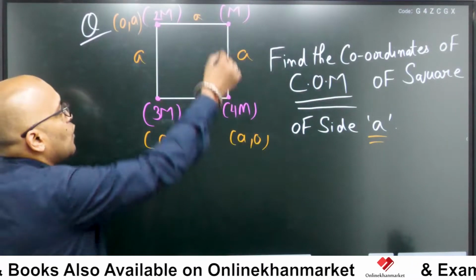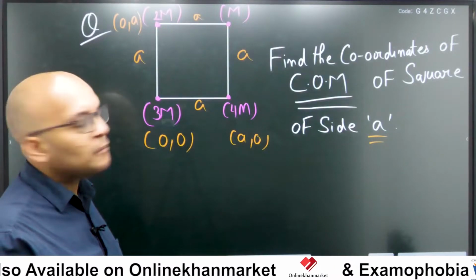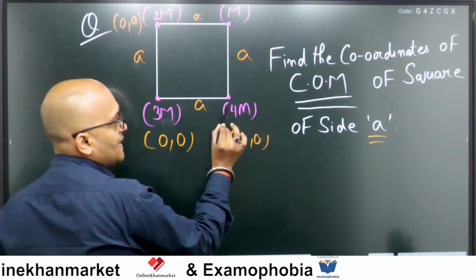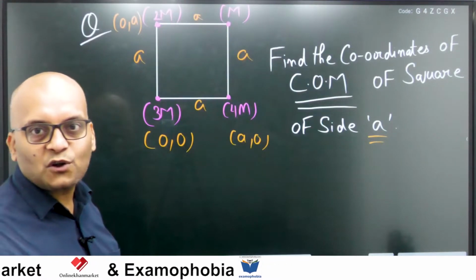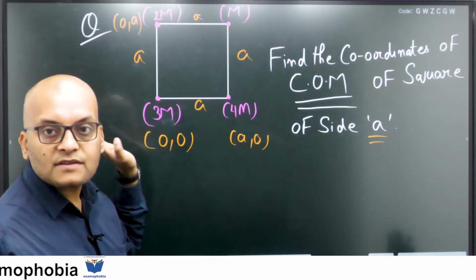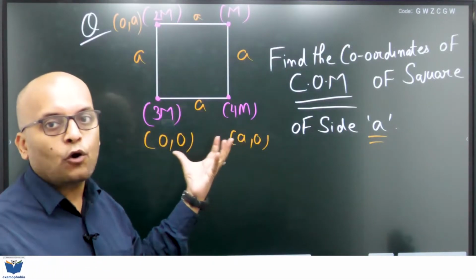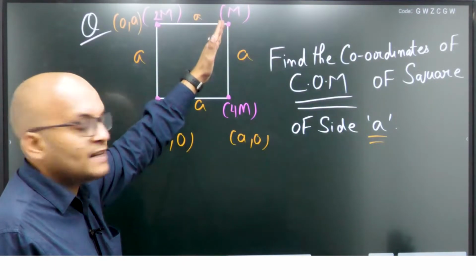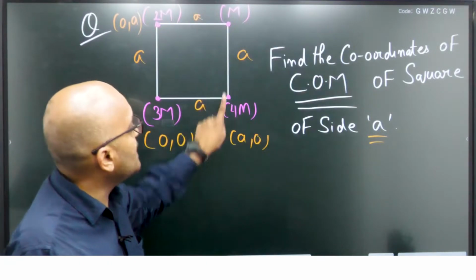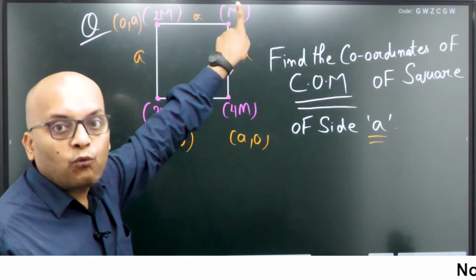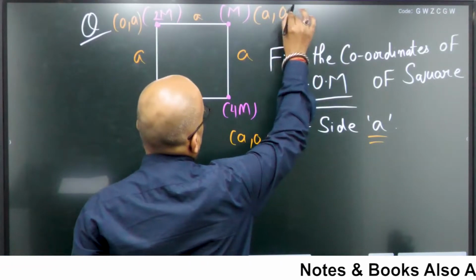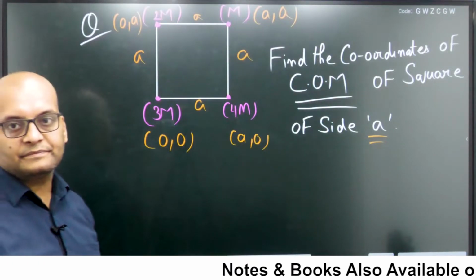What about the coordinates of this m? It is very simple. See, a along the x-axis and a along the y-axis. What is the distance of this m from our 3m mass, which we have assumed to be the origin? We are moving a distance a along the x-axis, or horizontal axis, and a distance a vertically upwards, that is along the y-axis. So its coordinates will be a, a. Are we clear?